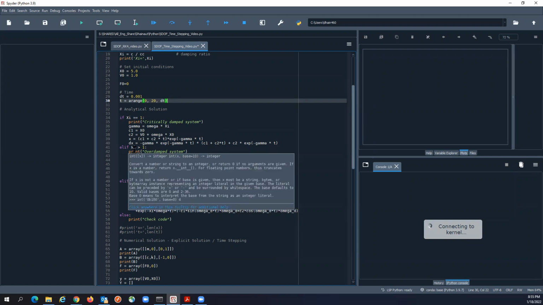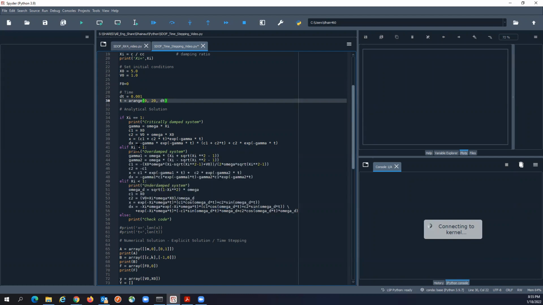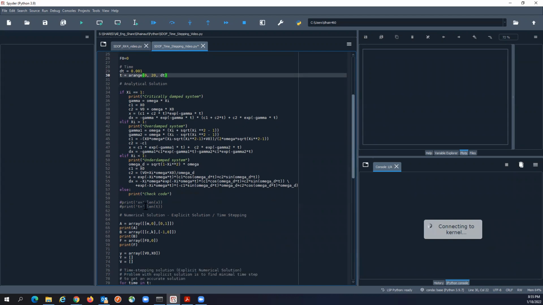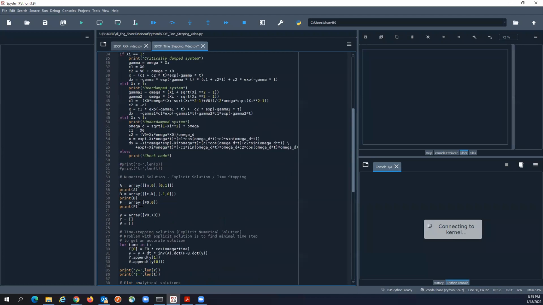If the damping is higher than 1, it will be overdamped, and this will be the solution. If it's lower than 1, it will be underdamped, and this will be the exact solution, okay? So here I just did a length check, because once you plot, you want the length of these two vectors to be the same.